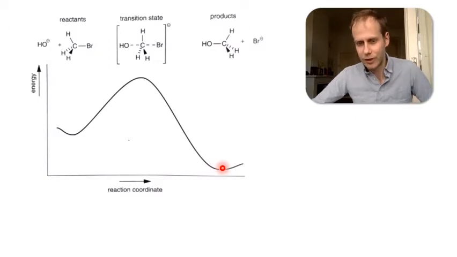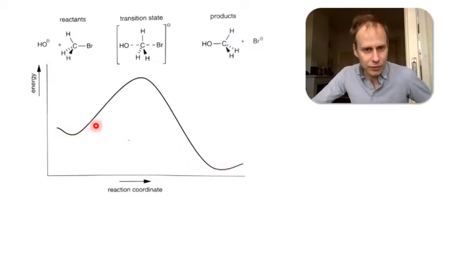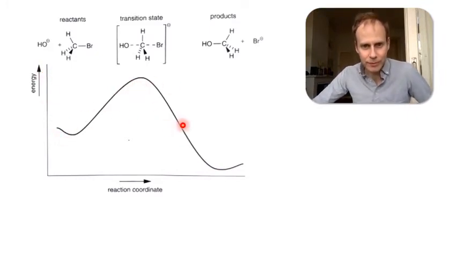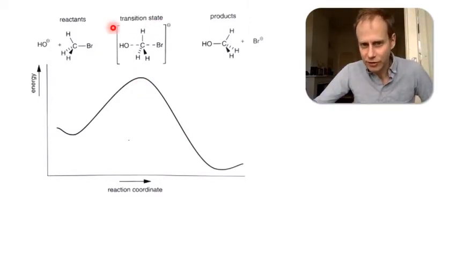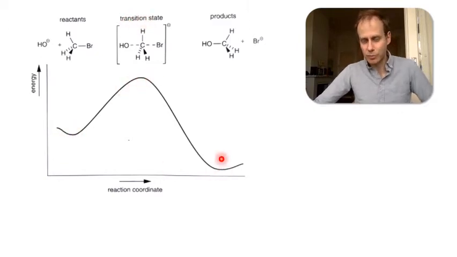So you see this is an exothermic reaction, but in order to get there, you first have to overcome this hill. The energy first needs to increase, and this hill means that the molecule has a transition state that has a higher energy than the reactants or the products.